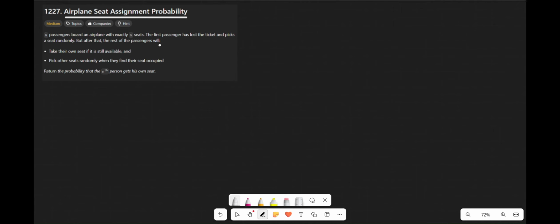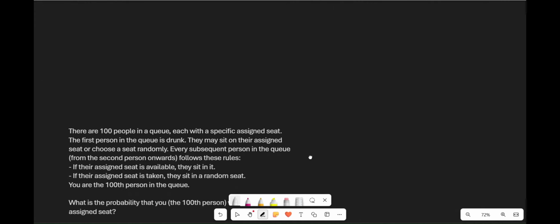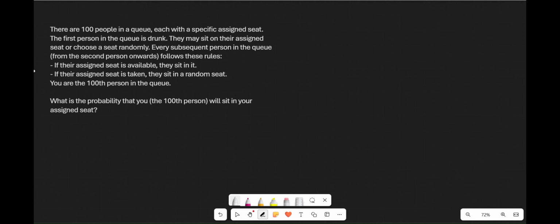But after that, the rest of the passengers will first take their own seat if it is available and pick other seats randomly when they find their seat occupied. We have to return the probability that the nth person gets his own seat. Now, this particular question is asked in this way most of the times, right?